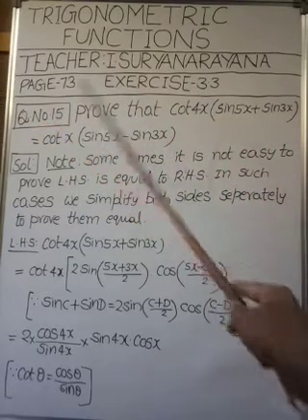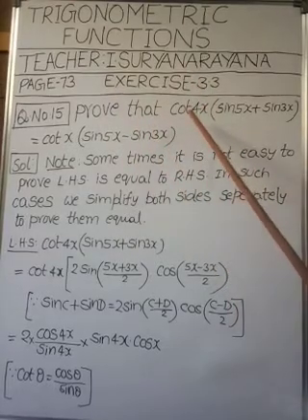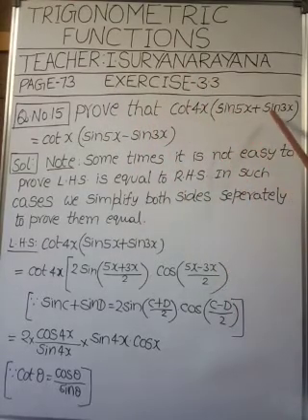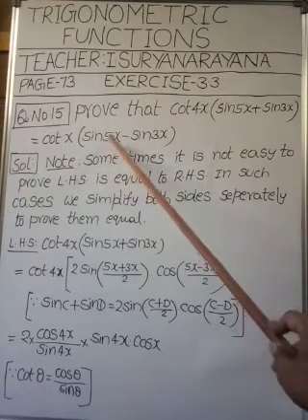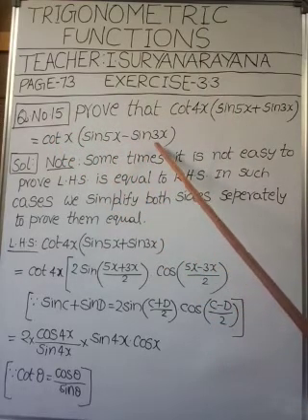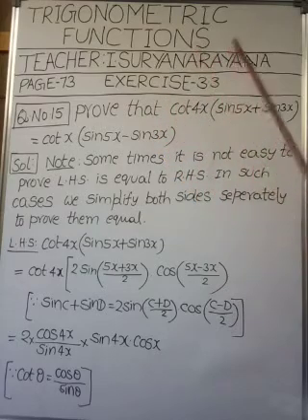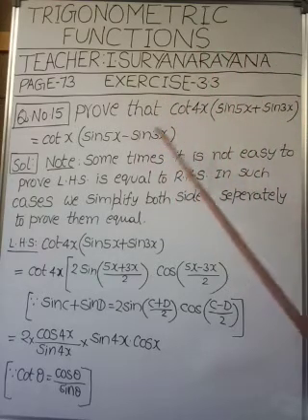Question number 15. Prove that cot 4x into sin 5x plus sin 3x is equal to cot x into sin 5x minus sin 3x. Understood this question, my dear children? We have to prove this statement.